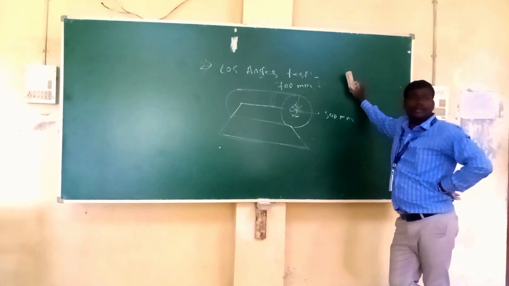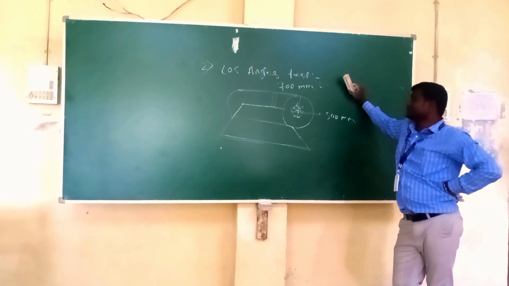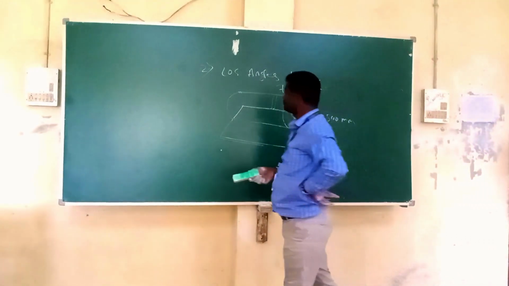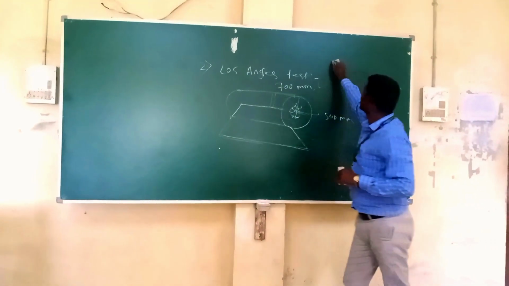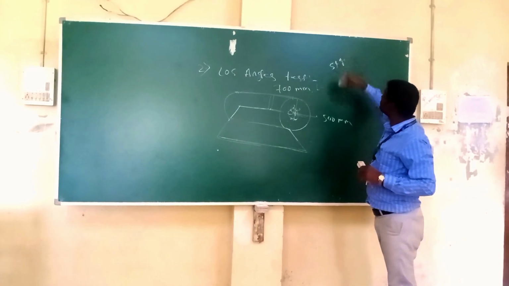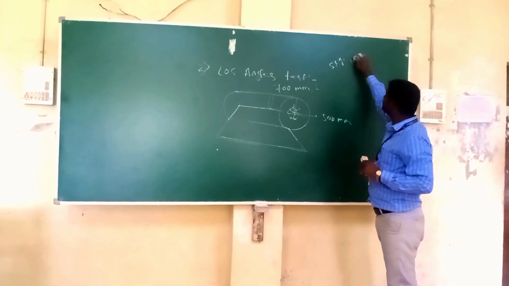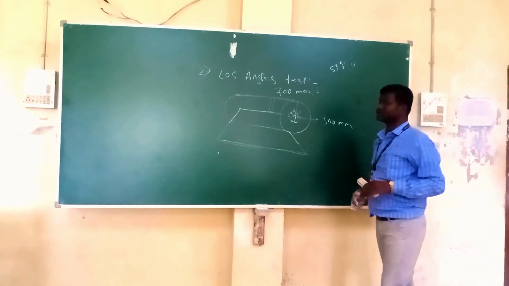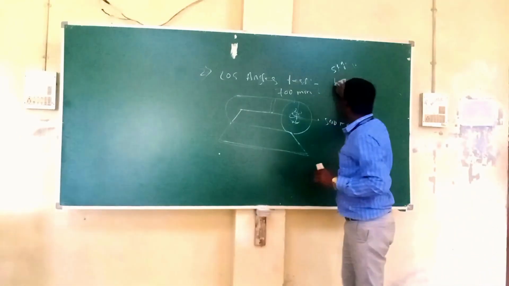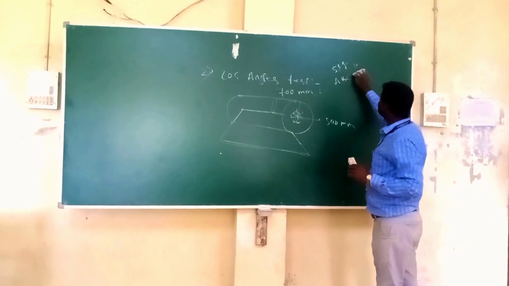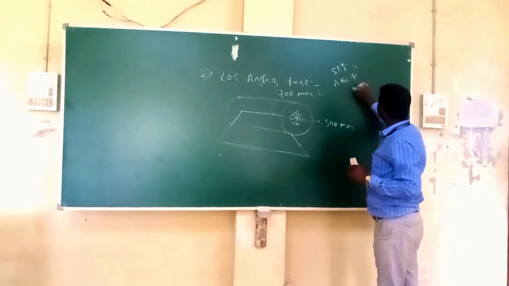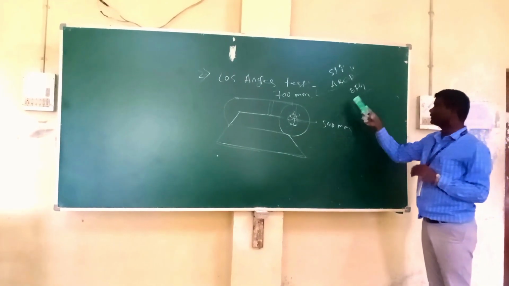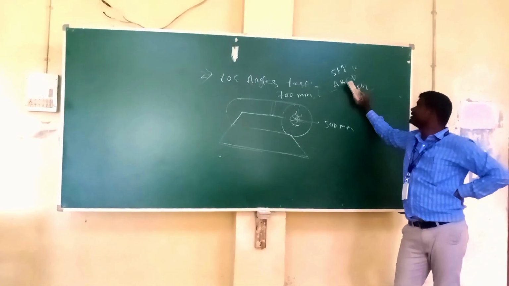So what is the procedure for the Los Angeles test machine? First, we have to take some samples of 5 kg or 10 kg. Okay. According to the gradation of aggregate, there are 7 types of grading: A, B, C, D, E, F, G.